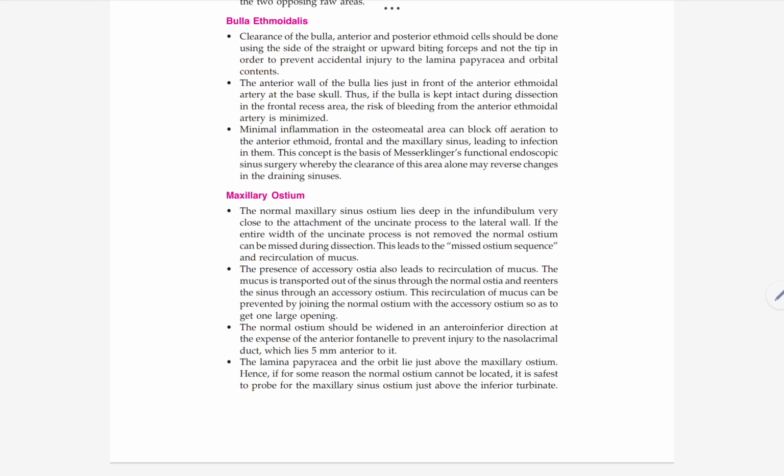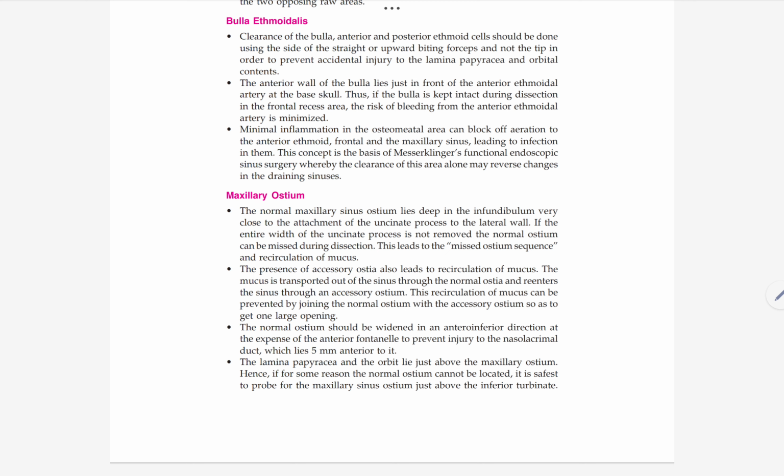Minimal inflammation in the osteomeatal area can block off aeration to the anterior ethmoid, frontal, and maxillary sinus, leading to infection in them. This concept is the basis of Messerklinger's functional endoscopic sinus surgery, whereby the clearance of this area alone may reverse changes in the drainage sinuses.